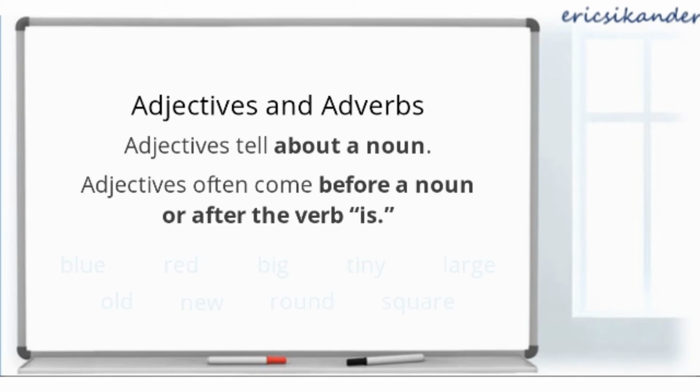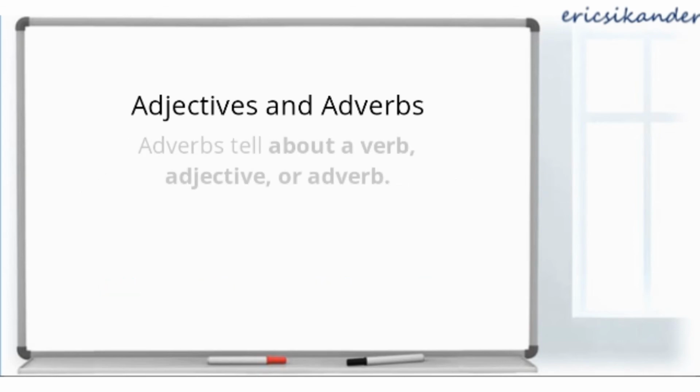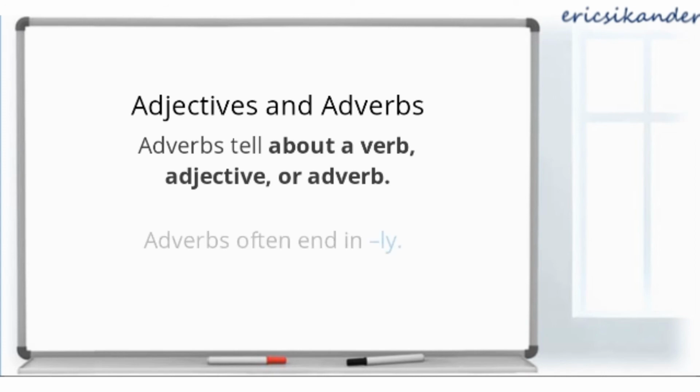Even words that tell how someone feels are adjectives. You can say the sad man or the angry woman. An adjective can also describe how many of something there are. Numbers like 3 or 4 are adjectives. Adverbs tell about a verb. They can also tell about another adjective or adverb. Often, adverbs end in ly.